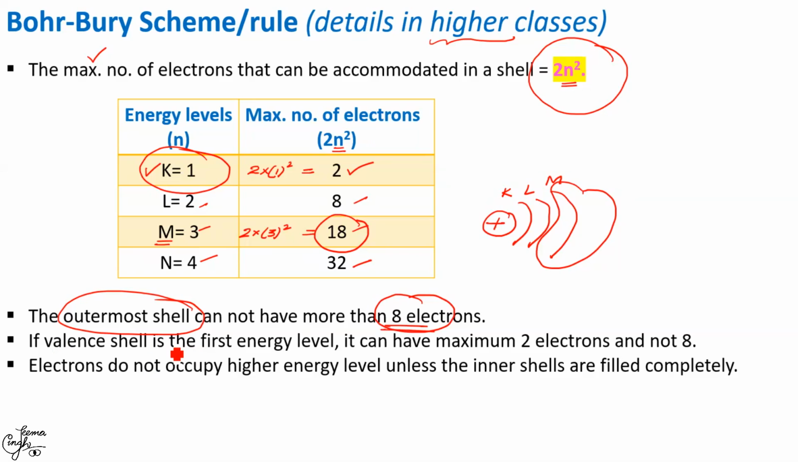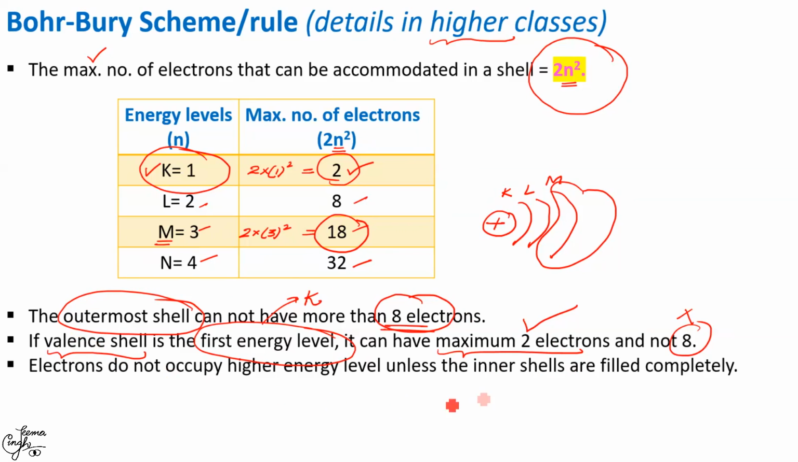Here, students, there is a catch or an exception. If your outermost shell, which is also known as the valence shell, happens to be the first energy level, now which is the first energy level? K. Then it cannot have a maximum of 8 electrons. It can have a maximum of 2 electrons. Now, why is this so? Because according to the Bohr-Bury scheme, if K is equal to 1, it can have only a maximum of 2 electrons. Also, we're going to learn further that if your valence shell, which happens to be the first shell, has 2 electrons, it makes the atom very stable.